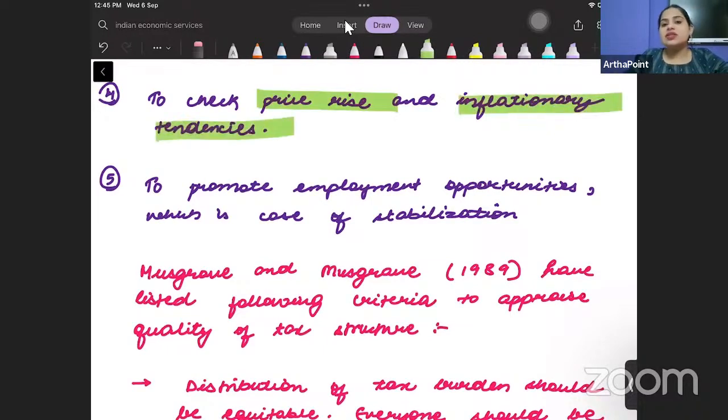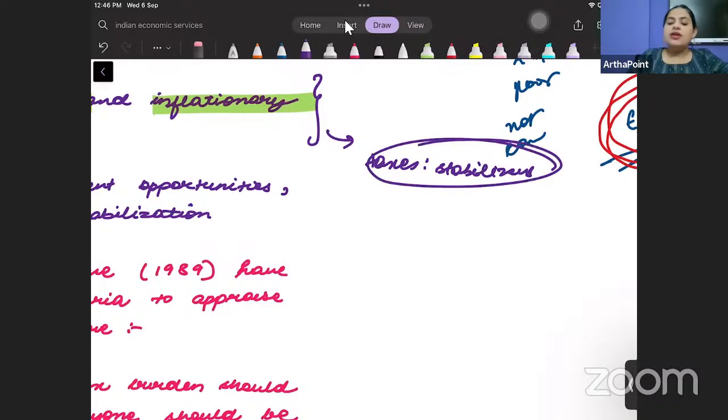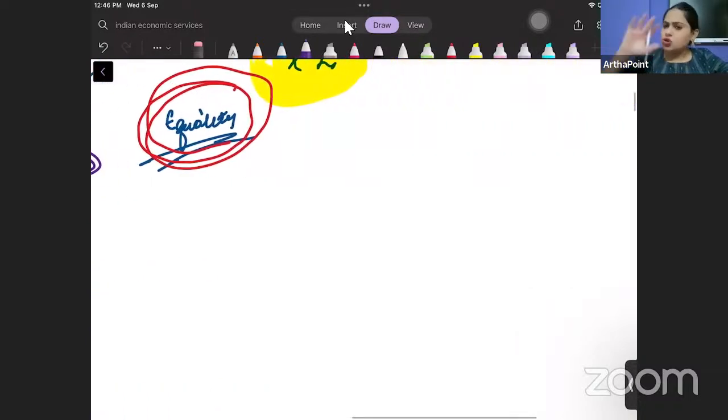inflationary tendencies. देखो, जब भी किसी भी चीज का प्राइस इंक्रीज हो रहा होता है, जब भी किसी भी चीज में इन्फ्लेशन आ रही होती है या डिफ्लेशन आ रही होती है, in macroeconomics we have studied that taxes are called stabilizers. Taxes are called stabilizers. So थोड़ा सा एक बारी macroeconomics में वापस जाते हैं.